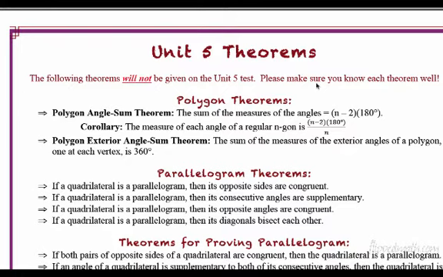First, we started in 5.1 with polygons, and we talked about the sum of the measures of the interior angles, n minus 2 times 180, or you could divide by n if you wanted one specific angle. Remember that? The exterior angle sum theorem, they all add up to 360, so if you divide by n, it'll give you one exterior angle. These formulas work only for regular polygons.